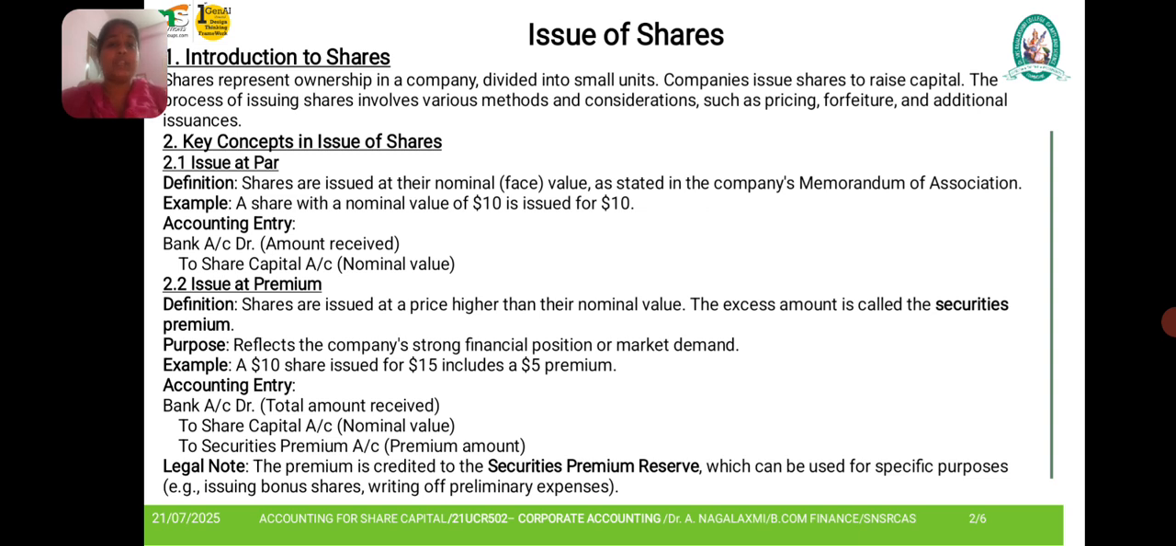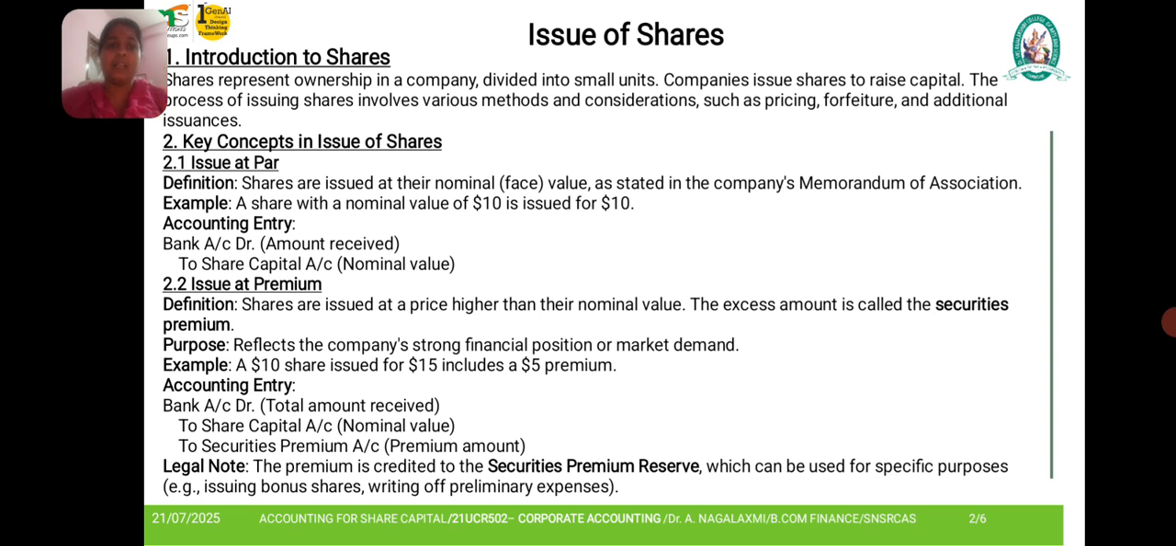Okay, now we are going to see the key concepts in issue of shares. The first one is issue at par. At par means at the same price. If the face value is 10, the issuance will be at 10 rupees itself. Shares are issued at their nominal face value as stated in the company's memorandum of association. A share with a nominal value of 10 rupees, if it is issued for 10 rupees, is said to be issued at par. So the journal entry we will pass is bank account debit, the amount we receive, to share capital account. This is about issue of shares at par.